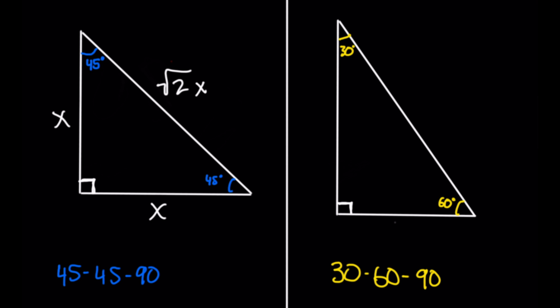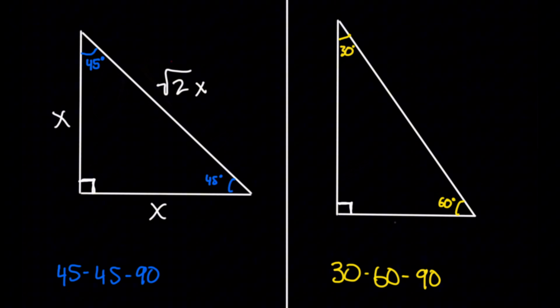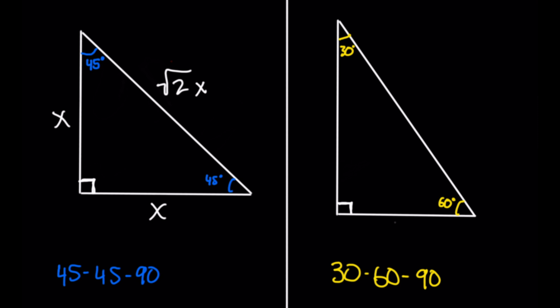And now we're moving on to the 30-60-90 triangle, which you do have to remember more. This one only has one side that is plain x, just x all by itself, which is the shorter leg. We know it's the shorter leg because the angle across from it is 30 degrees, which tells us that it's shorter. The longer leg of this 30-60-90 triangle is the square root of 3 times x, and then the hypotenuse is 2x.